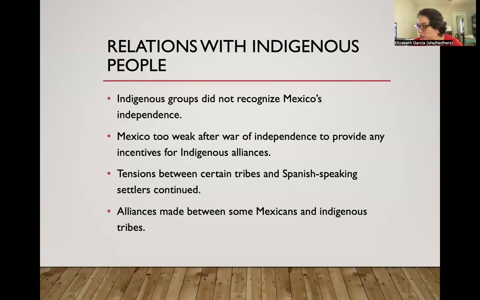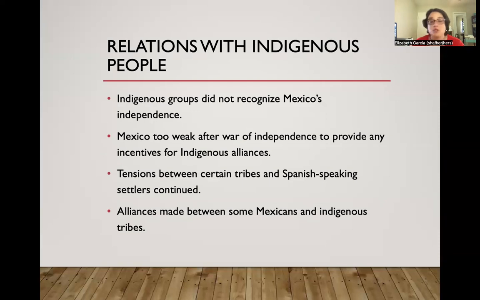Tensions with indigenous groups continued in the northern frontier even after Mexico takes over the government. And these indigenous groups didn't care that Mexico had gained its independence, and didn't recognize the Mexican government as their own government. Mexico's weakness at the end of the wars of independence also made it difficult for the government to offer incentives to these groups to become allies to the Mexican government.